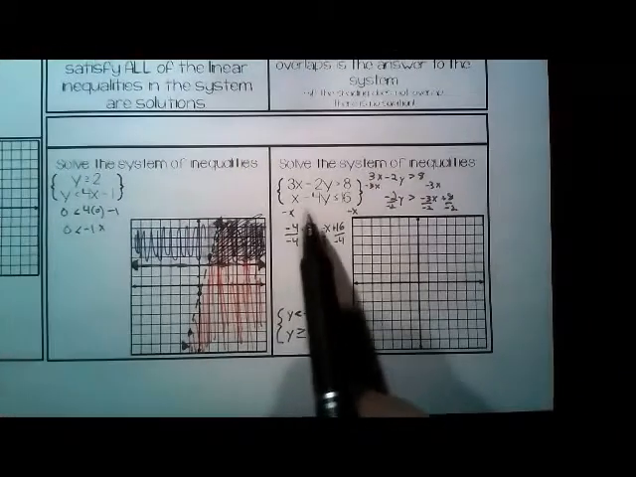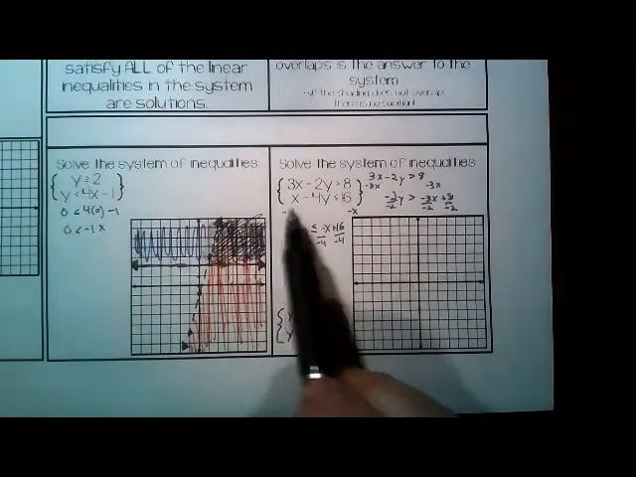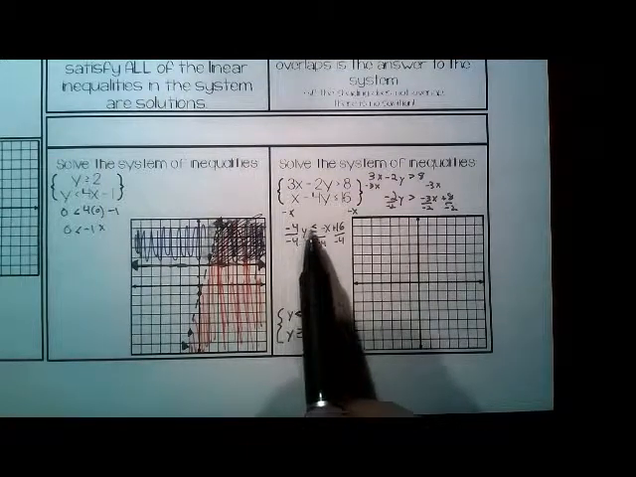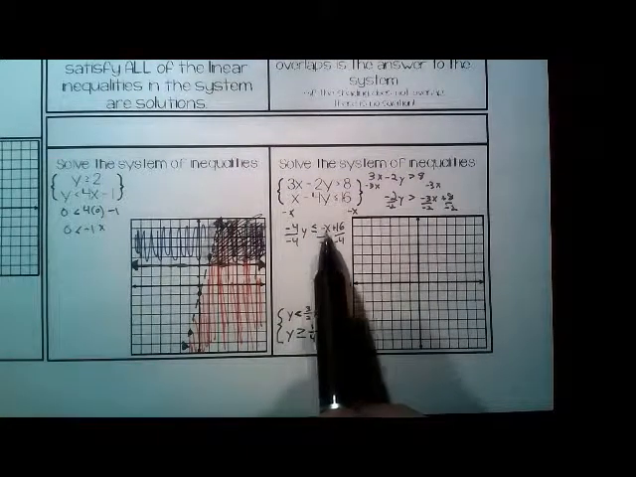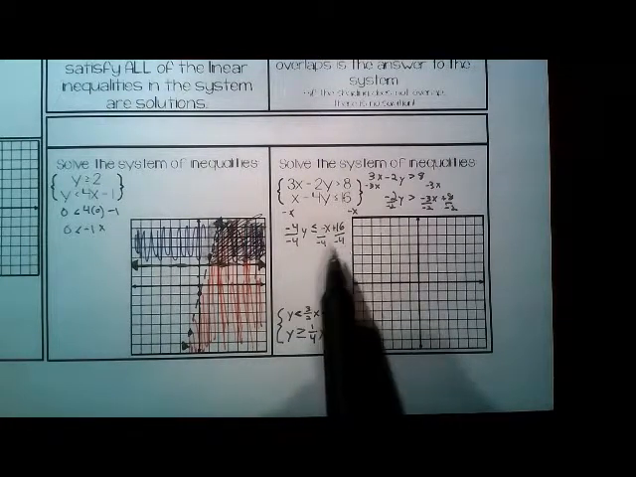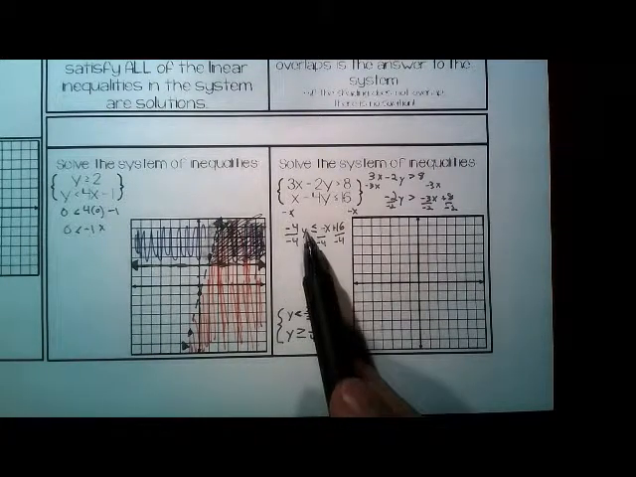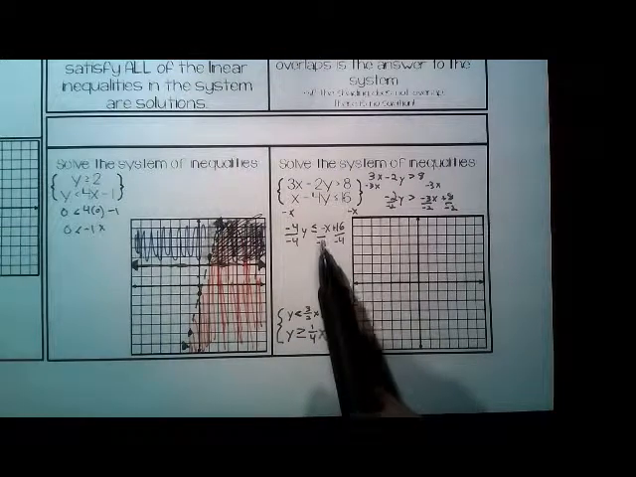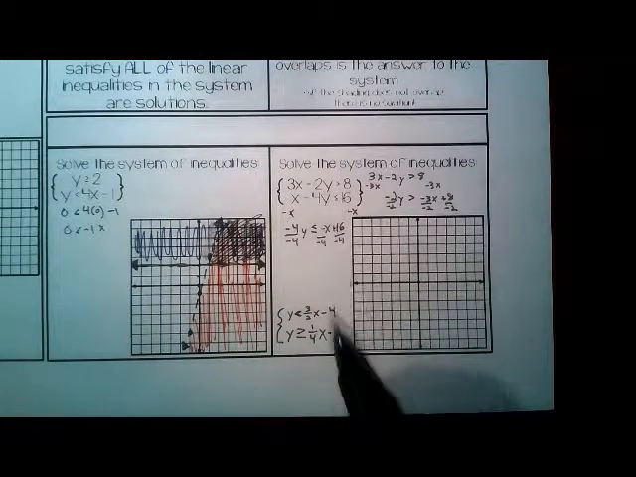So for that second one, what I did is I subtracted x from both sides. That left me with negative 4y is less than or equal to negative x plus 16. Then I divided everything by negative 4. And that left me with y is now greater than or equal to 1/4 x minus 4.